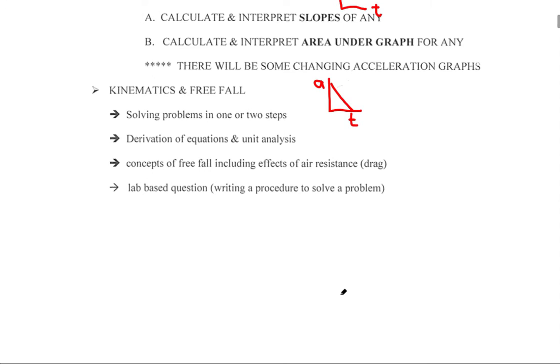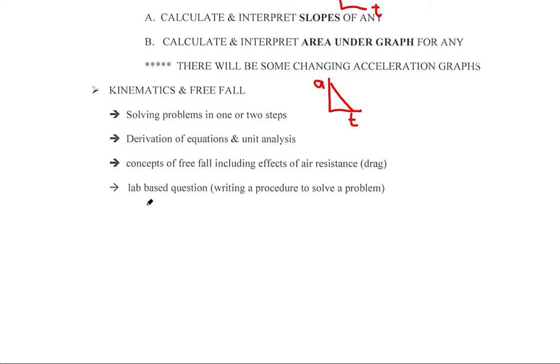And then the kinematics and freefall. So solving problems in 1 or 2 steps, deriving equations, and then talking about the units of those equations, concepts of freefall, including the effects of air resistance, okay, as I just mentioned just above here. And just to comment on that, you assume air resistance is negligible unless the problem explicitly states or implicitly states the presence of air resistance, considering something like terminal velocity.